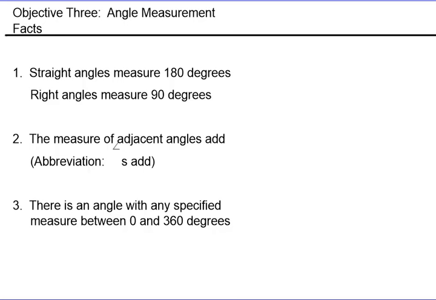Our third objective is angle measurement facts. So our first fact is straight angles measure 180 degrees and right angles measure 90 degrees. So in other words, here's a straight angle. We're just simply saying it will always measure 180 degrees. And here we have a right angle, and we're saying that that will always measure 90 degrees.